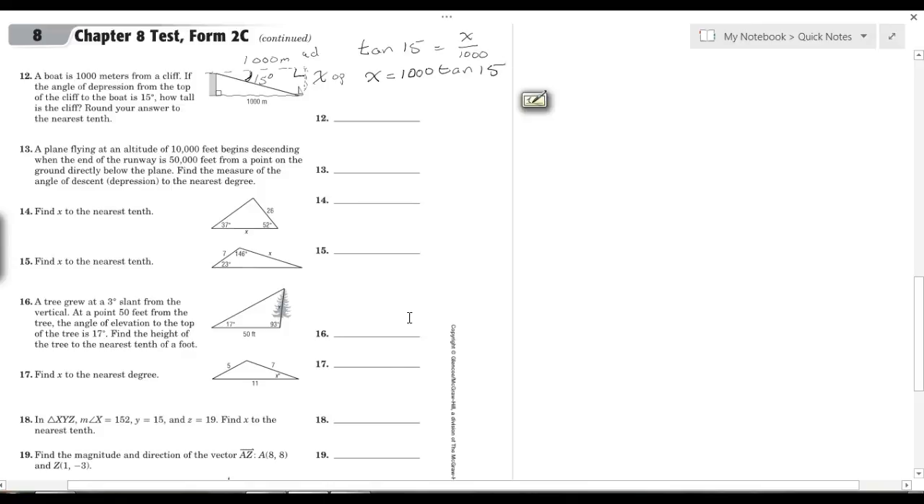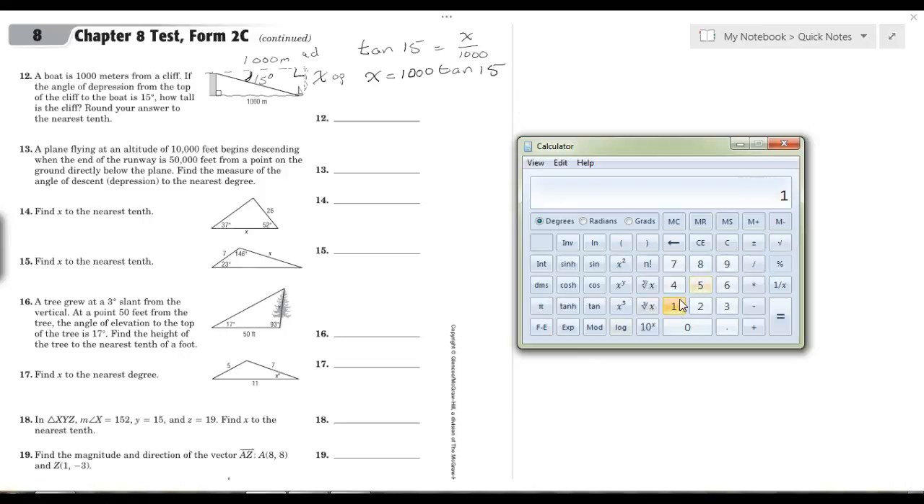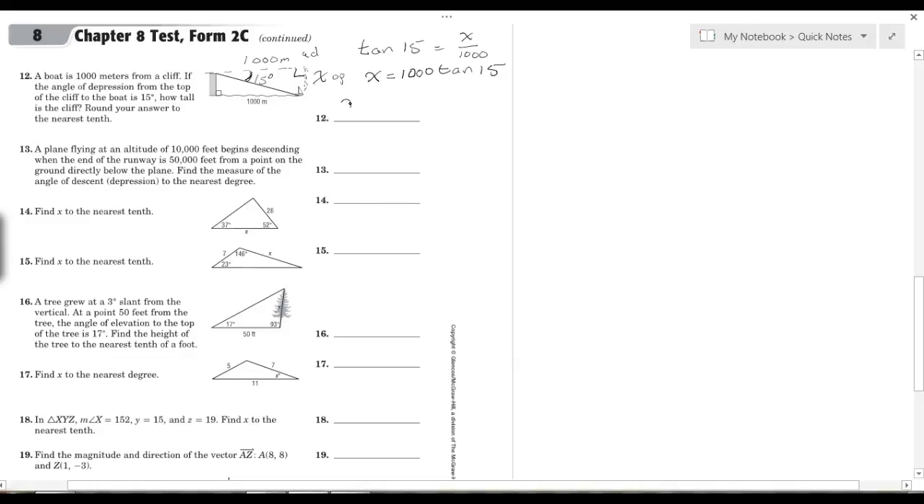So I'm going to put that into my calculator. So I'm going to get my tangent of 15, and I'm going to multiply that by 1,000. And I get 267.94. It says round to the nearest tenth. So it's 9.4. It's going to round down or stay at the 9. So my answer then is 267.9.